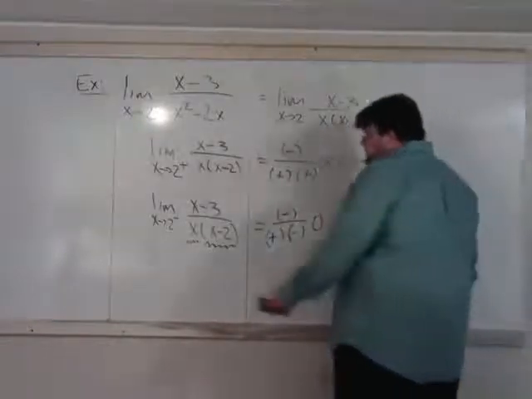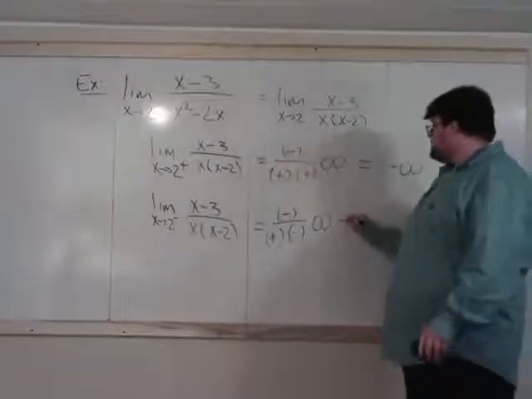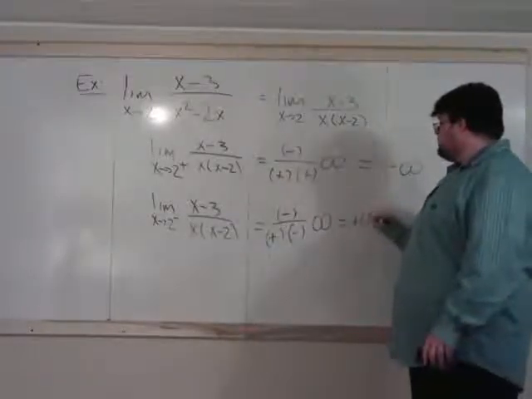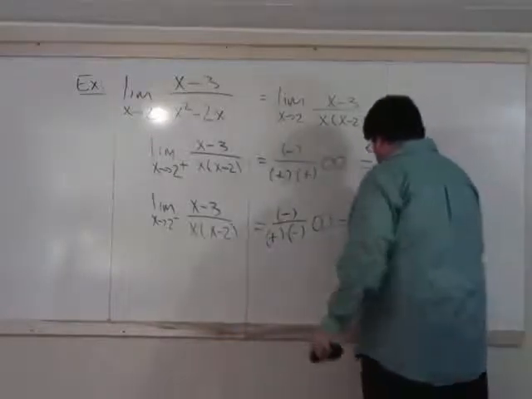So now we have 2 negatives and 1 positive. 2 negatives make a positive. And the positive leaves the positive as a positive.